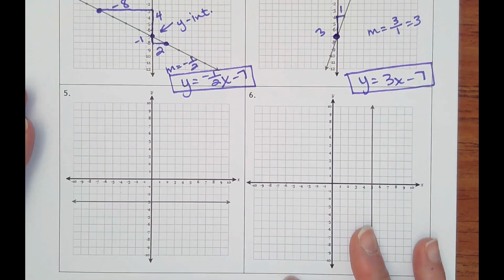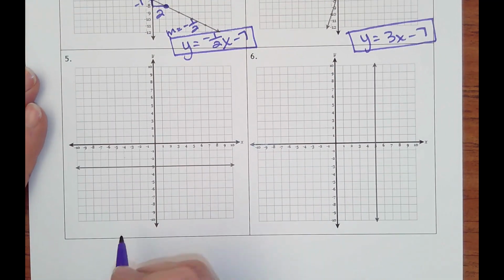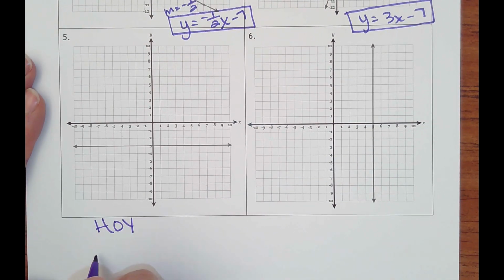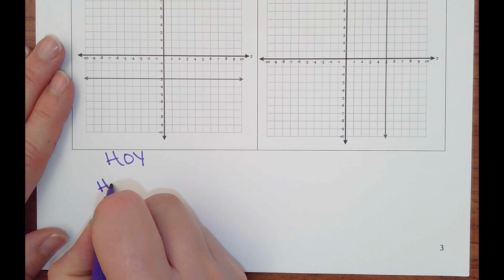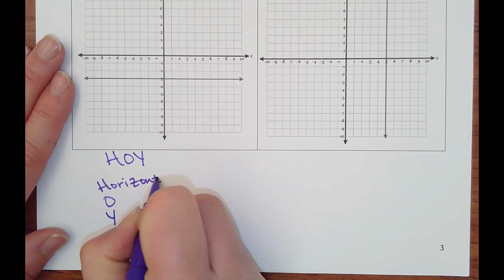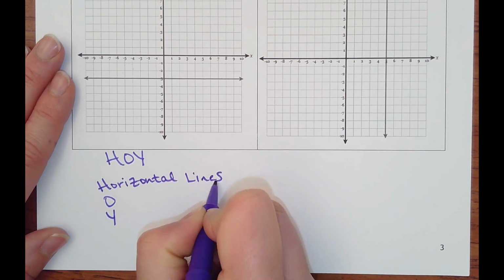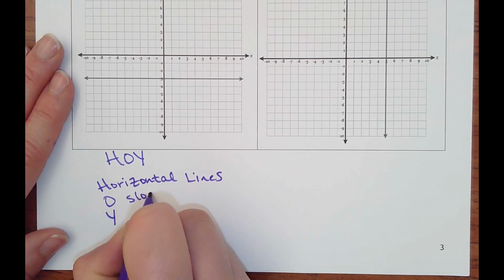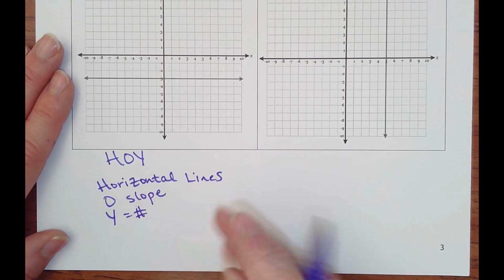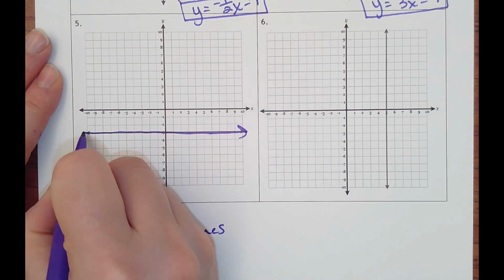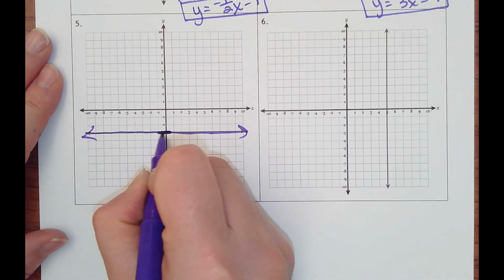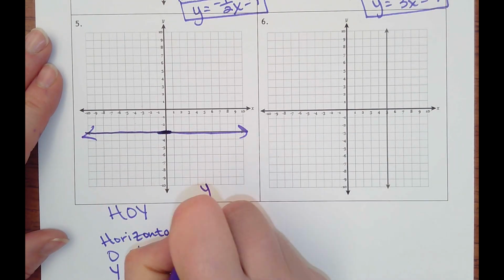Okay, and last thing we need to talk about is horizontal and vertical lines. I want you to write HOY, and that stands for, I should have actually written it like this. Horizontal lines have 0 slope, and they start with y equals a number. So when I have this line here, since it's horizontal, it's going to have to start with y equals, and it's going to be whatever y value it crosses through. So that's y equals -3.